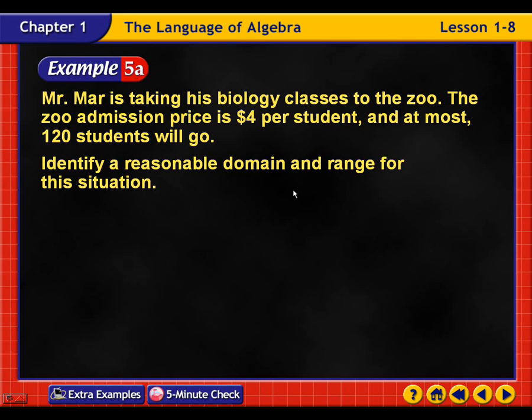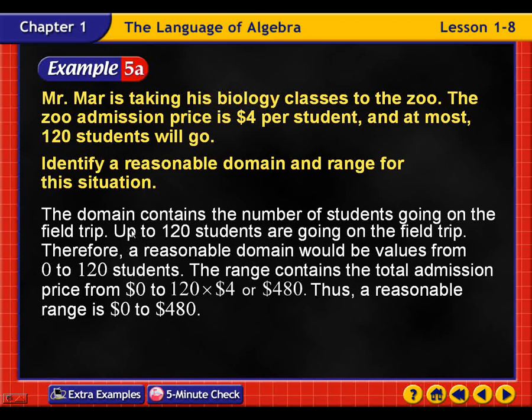Well, remember the domain is the independent value. Does the number of students affect how much it's going to cost, or will the total cost affect how many students? Well, obviously, however many students go, that will affect what the price or the cost will be. So 0 to 100 would be the number of students that's going to go. That's going to be your domain value because that represents your independent. And then the cost is $4 per student, which means from 0 to 480. Why 480? Because if all 120 students go and you multiply that by $4, you get 480. So the domain is 0 to 120, and the range is 0 to $480.